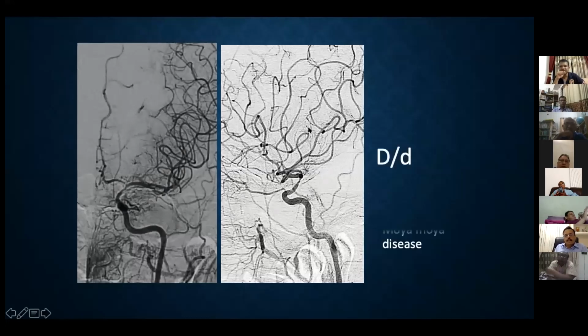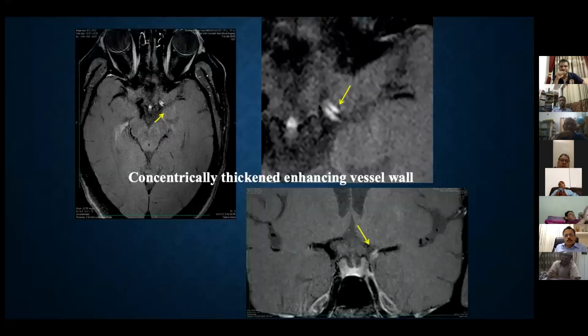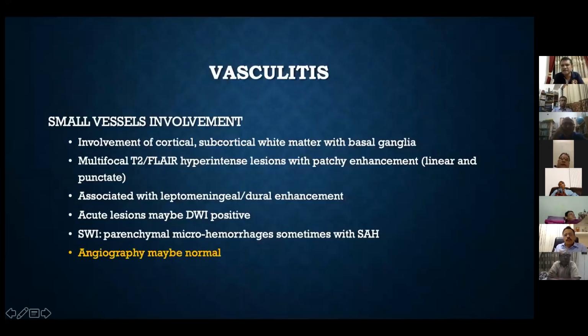We did vessel wall imaging, and it showed concentric enhancing thick walls. And this was very diagnostic of vasculitis. So not only the DSA, other cross-sectional imaging also becomes pretty important in these patients.